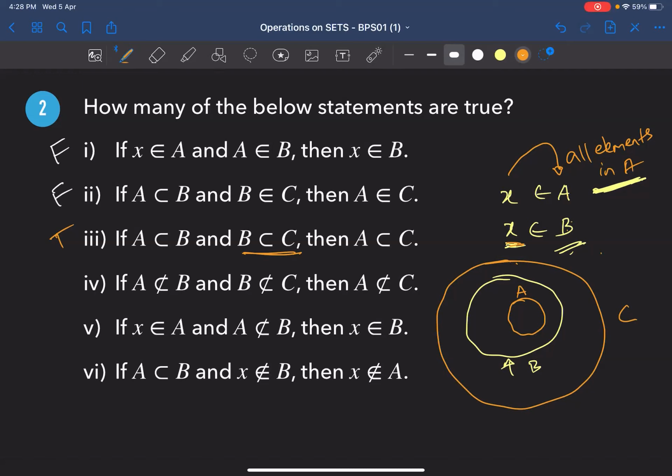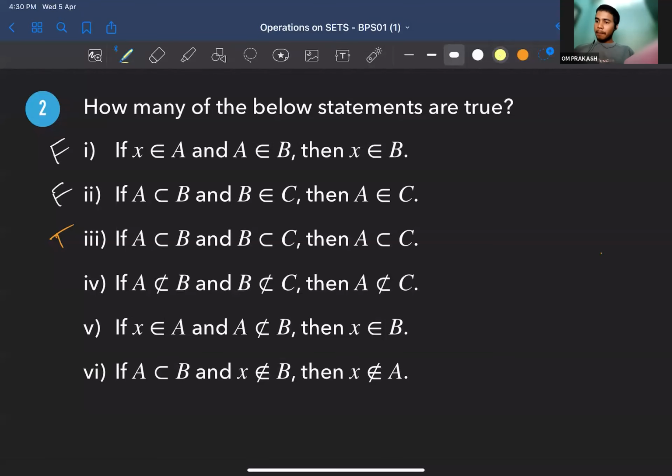Okay, I think I'll do one thing. I'll pause a minute, think about it. Okay. Om, explain the fourth statement. I guess it is true, sir. It is true. Yeah. Okay. So how sure are you?